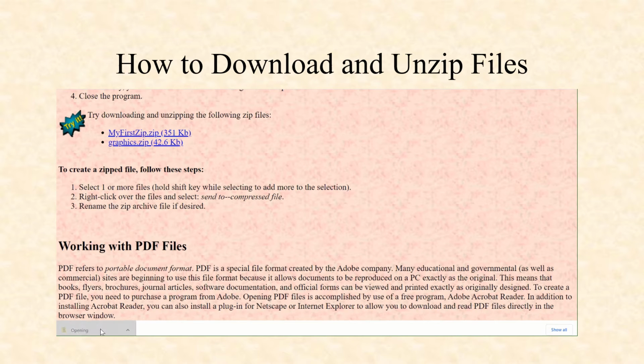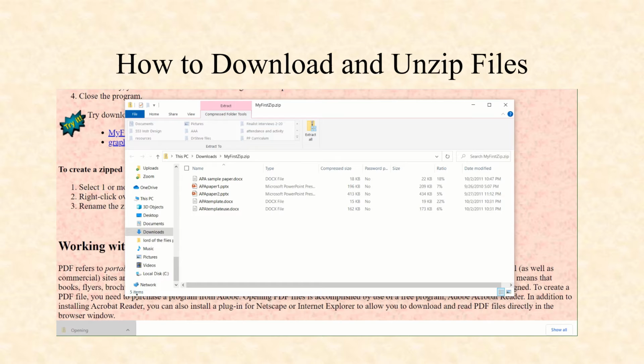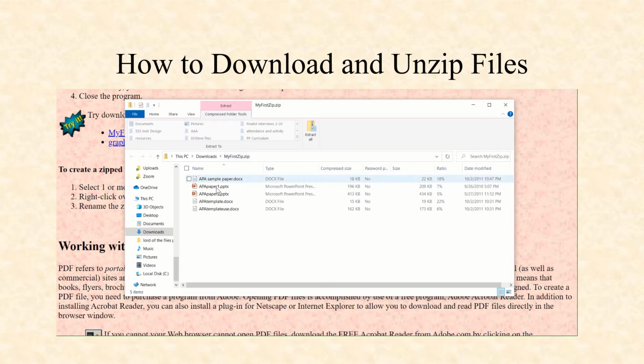I'm going to click on it to open it, and notice that it's opening in the Windows zip utility. So it kind of looks like a regular folder, but it's a zip utility, and I can see because there's a big button here that says Extract All of the files. Now let's go and select some files.